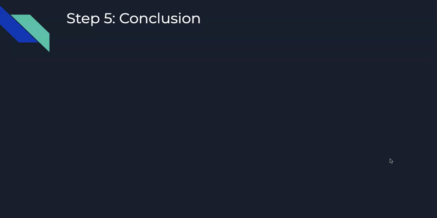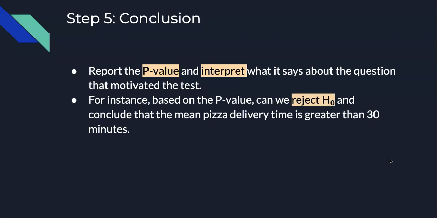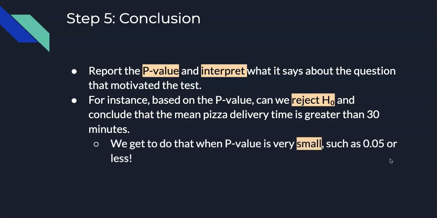After finding the p-value, in your conclusion, you must include that p-value. Report the p-value in the conclusion, and we're going to write a sentence interpreting what it says about the question that motivated the test. And we'll do all that fun part in 9.2 and 9.3. For instance, based on the p-value, that could come out to be 0.02, 0.03, 2%, 3%. We want something less than 5%, typically. We can reject H-naught and conclude that the mean pizza delivery time is actually greater than 30 minutes. Once you reject your H-naught, you're going to go and believe your alternative. We get to do that when the p-value is very small, such as 0.05 or less, okay?